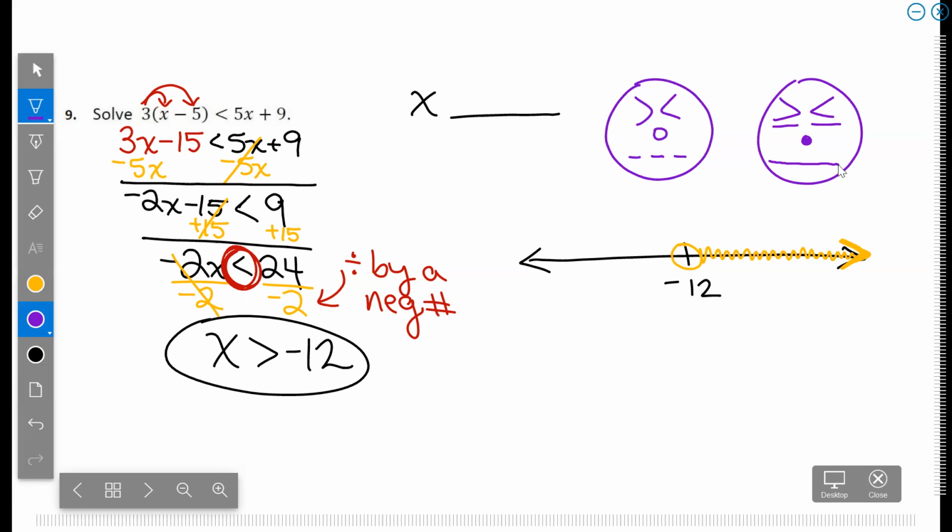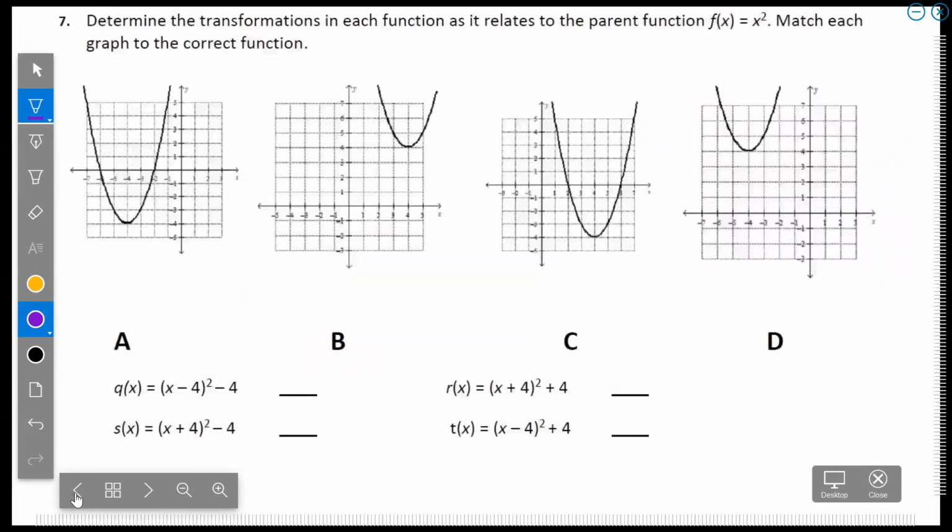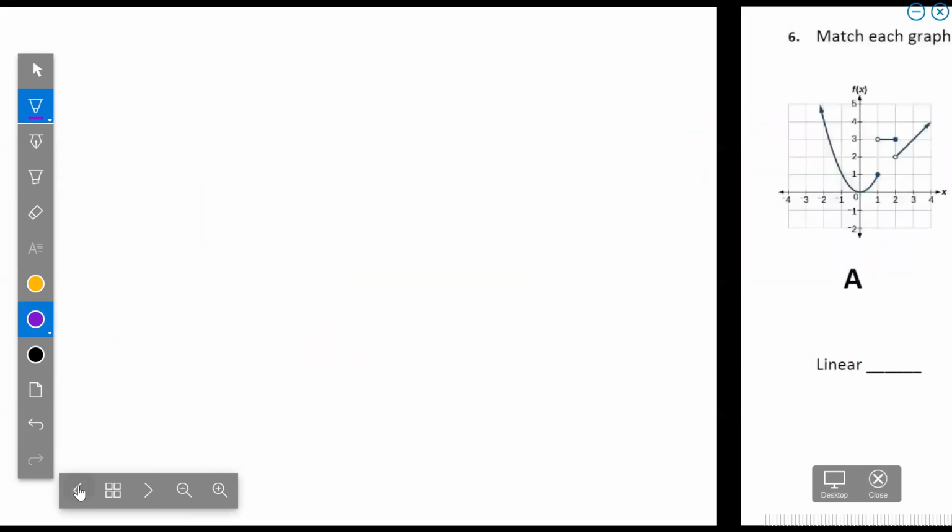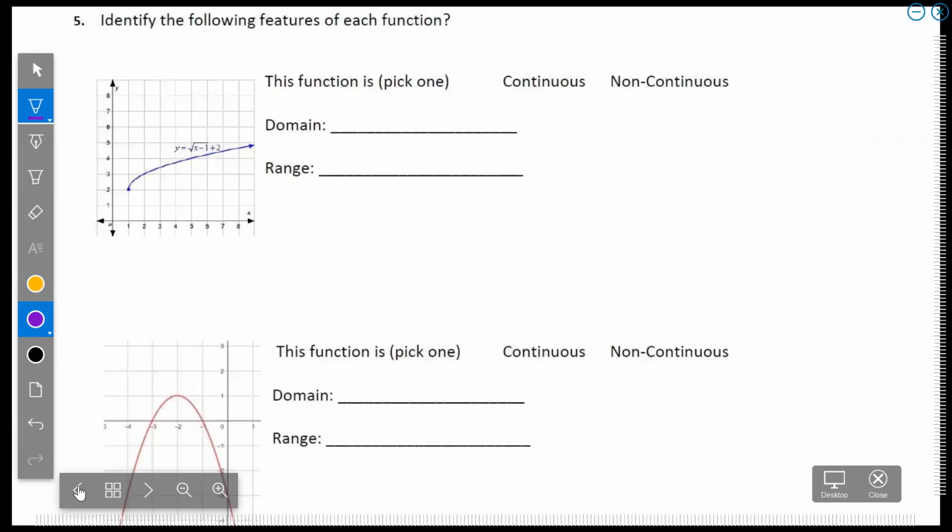What else would you guys like to see or work through from the review? Number which one? Number 5, absolutely. All right, on number 5, this first graph that we're looking at here, does it go forever left and right? No, then it is non-continuous. It has to go forever to the left and to the right to be continuous.